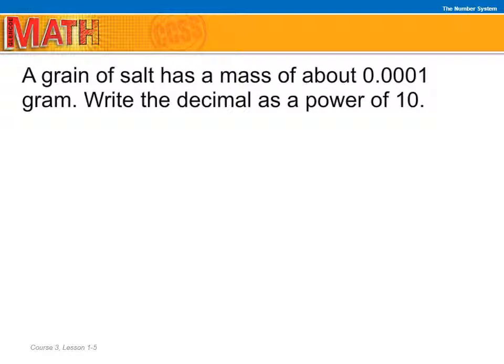So in order to write this as a power of 10, the easiest way to do this is to take our decimal and move it however many places it takes to get past the 1. Our base is going to be 10. Now let's count how many places we're moving over: 1, 2, 3, 4. So that's going to be 10 to the negative 4th power.